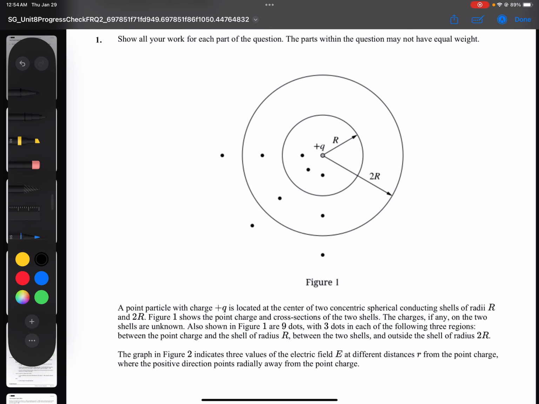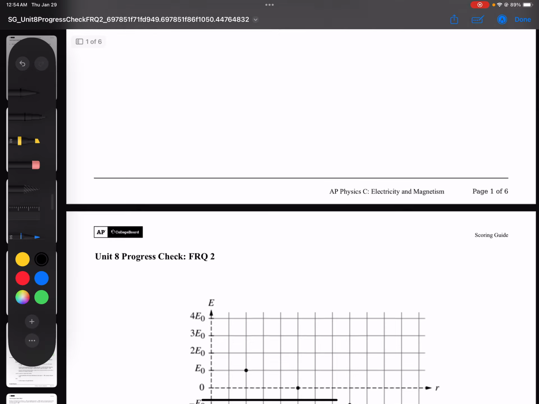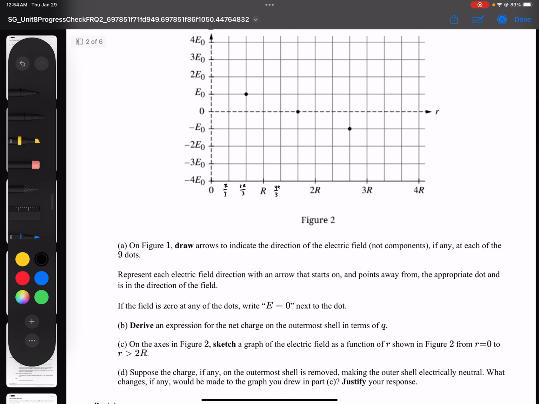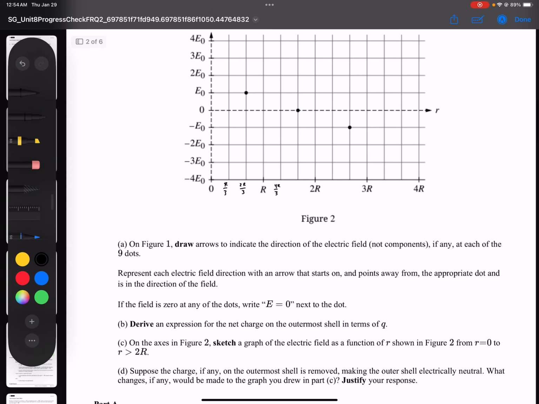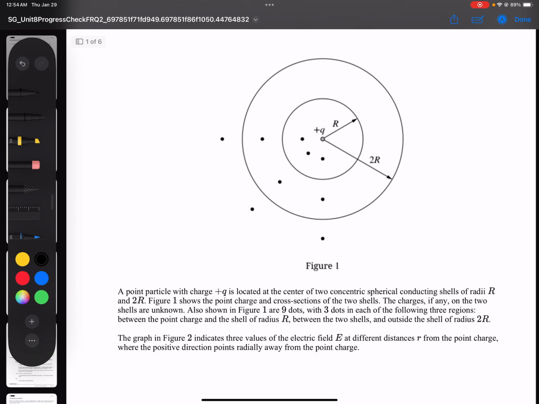But now what we have to do, working backwards, is use the values for the electric field at these different points. We have to draw arrows to indicate the direction of the electric field, and later we're going to have to figure out how much charge is on different parts of the sphere. So we have the point charge in the middle, and then we have 2 layers of conductors.